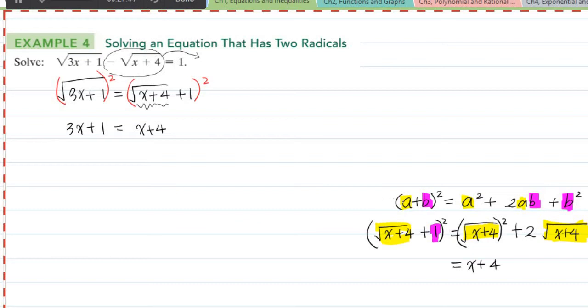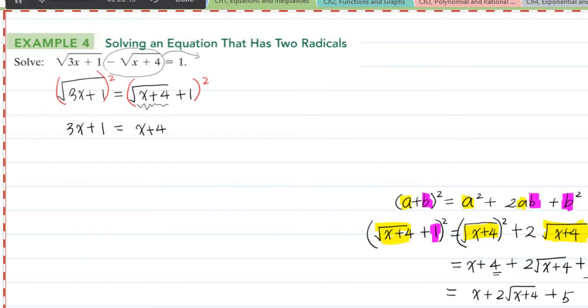Alright, so here I'll simplify, that will be x plus 4, and then plus 2 square root of x plus 4, and then 1 is going to be gone, that will be then plus 1 squared, that will be 1. Okay, let's just finish simplifying this. That will be x plus 2 square root of x plus 4, and then, collecting terms, plus 5. Okay?